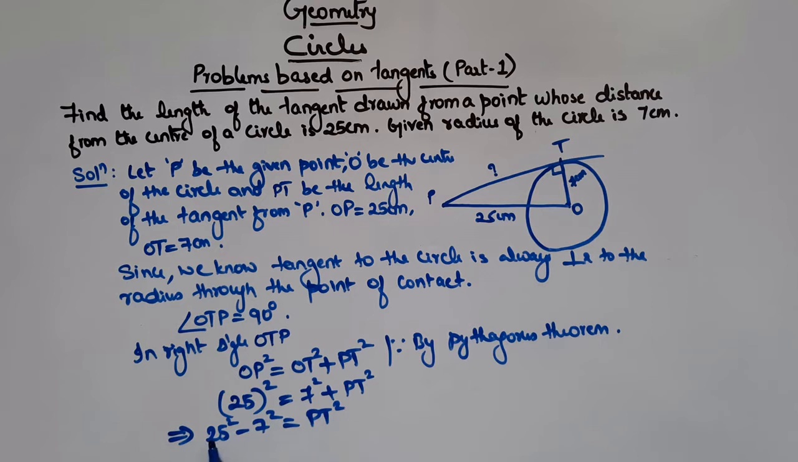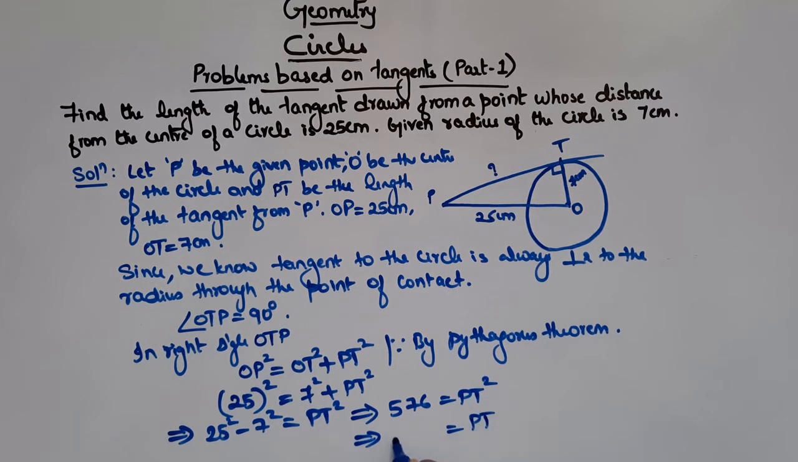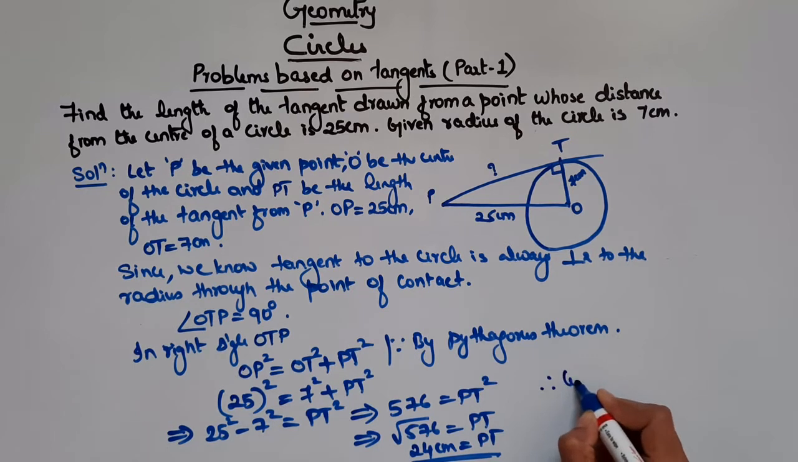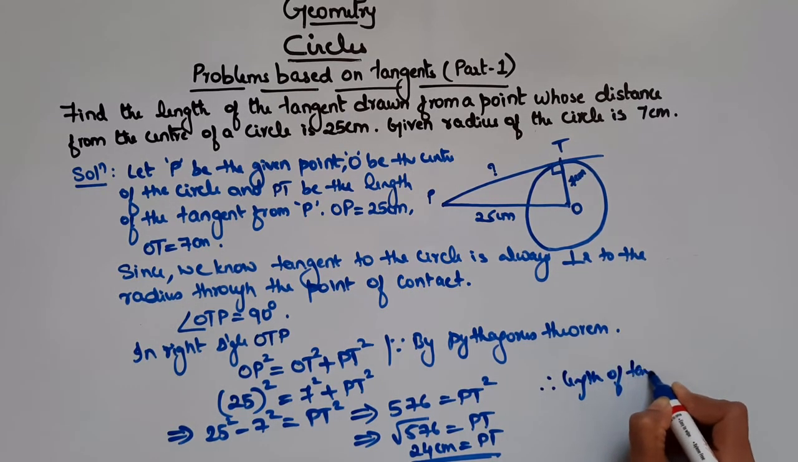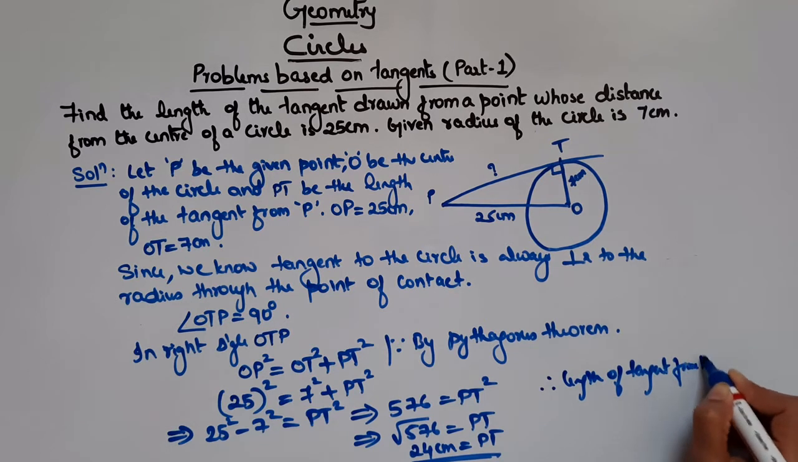So now let's simplify this. We have 25 square. 25 square is 625 minus 7 square is 49. So 625 minus 49 will give you 576, which is equal to PT square. So this implies PT is equal to square root of 576. So square root of 576 is nothing but 24 centimeter, which is equal to PT. Therefore, the length of the tangent from P is 24 centimeter.